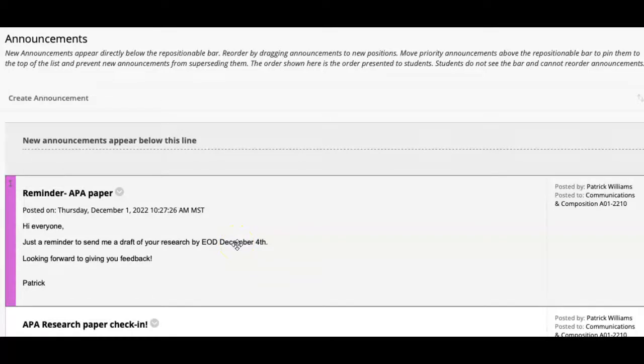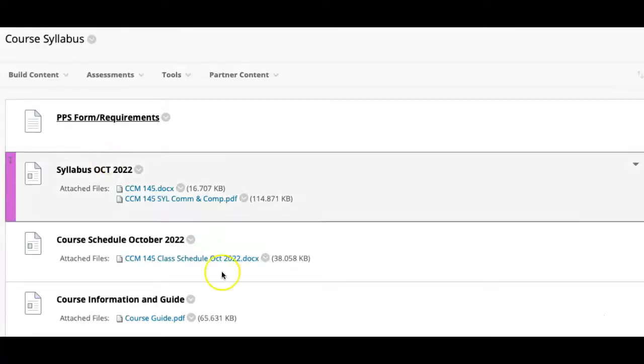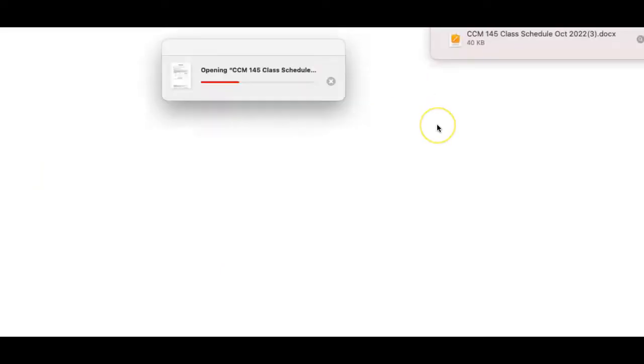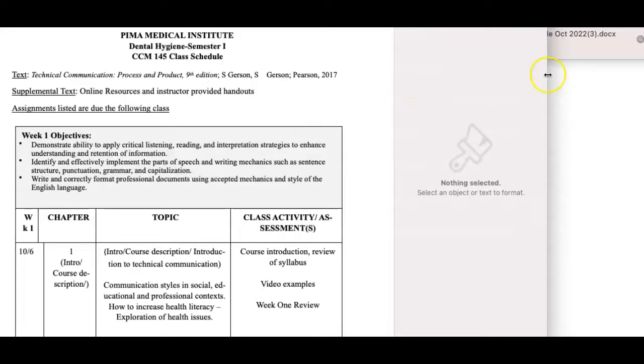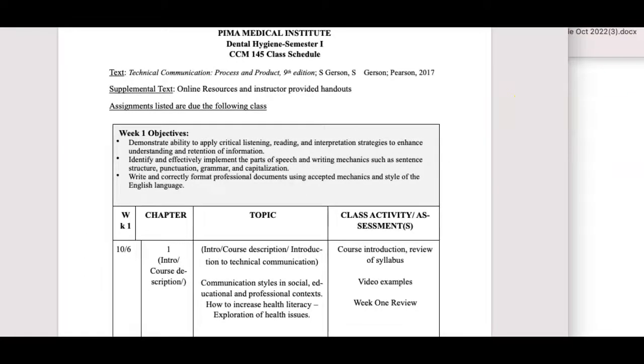Just a reminder, your APA research project draft is due December 4th via email to me. I wanted to take some time really quickly and just talk about the course schedule. I had to make an adjustment to the course schedule due to the fact that I had the holiday listed wrong, which is a benefit to you because it's going to give you an extra week for your APA paper, which is, I think, going to be really, really cool.